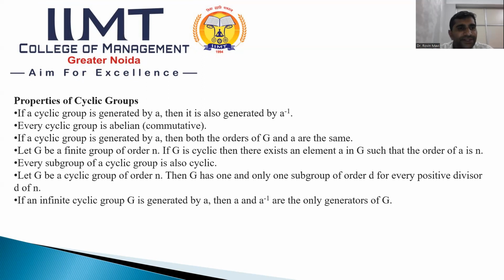Properties of cyclic group. If a cyclic group is generated by a, then it is also generated by a inverse. Every cyclic group is abelian. If a cyclic group G is generated by a, then the order of G and the order of a are the same. Let G be a finite group of order n. If G is cyclic, then there exists an element a in G such that the order of a is n. Every subgroup of a cyclic group is also cyclic. If an infinite cyclic group G is generated by a, then a and a inverse are the only generators of G.